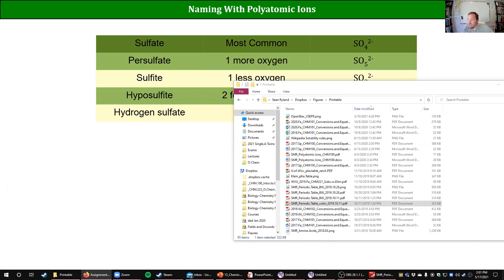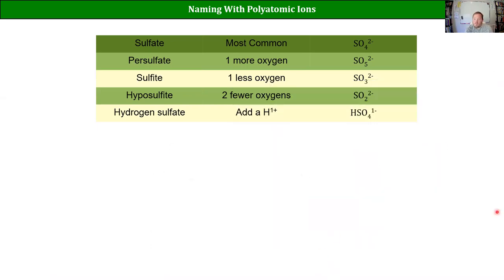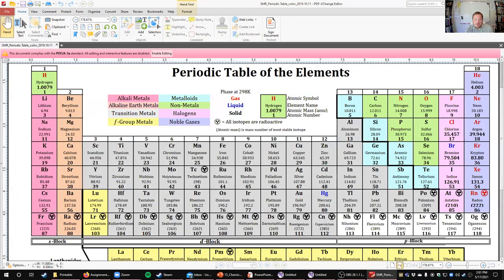Okay, MgS and CuBr. These are what are known as binary compounds, because binary means two, and they only have two elements present. So for both of these, we want to say the name of each ion.